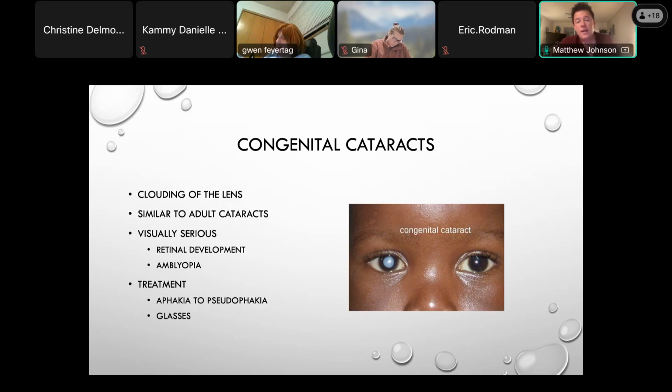So when we do treatment of congenital cataracts, they can be all the way from aphakic, meaning there's no lens there, to pseudophakia, meaning there's a fake lens implanted in there. The problem with a congenital cataract, if it's taken out as a really young kid, is they can't implant an adult lens in there because the eye is still growing. So they have to wait till adulthood, and then they have to treat it with contact lenses or something, or glasses.